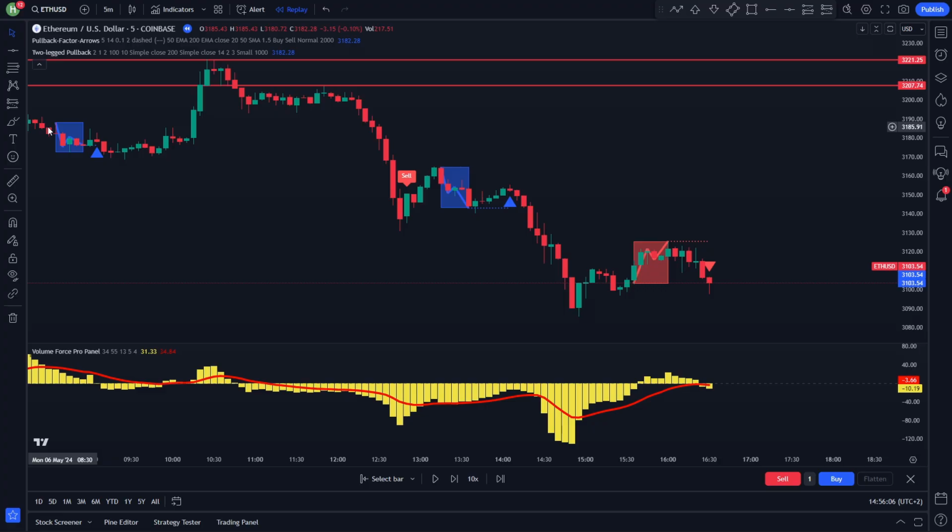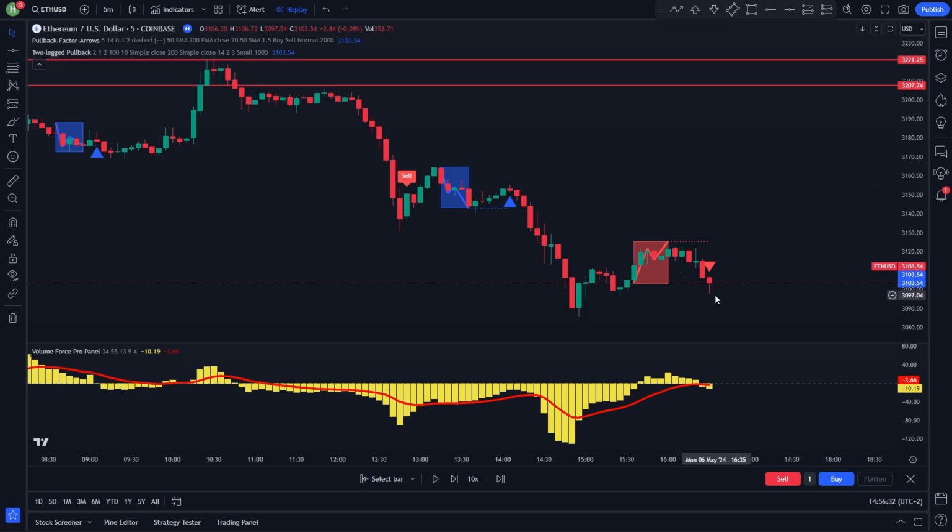For our last trade example, let's focus on trading a cryptocurrency. For this example, I've selected Ethereum against the US dollar in the 5-minute time frame. From the chart, we can see that the instrument is forming lower lows and lower highs. This means that the cryptocurrency is currently in a downtrend.